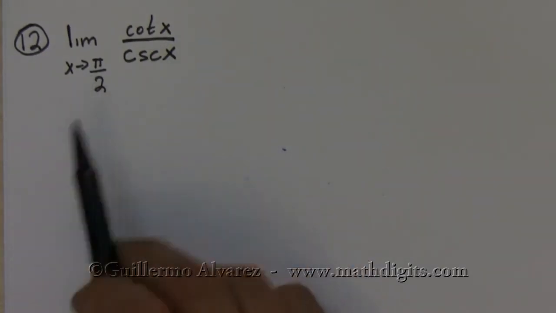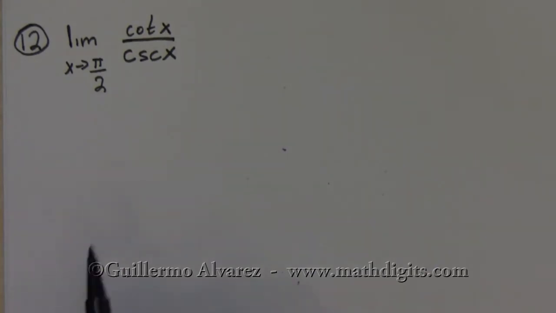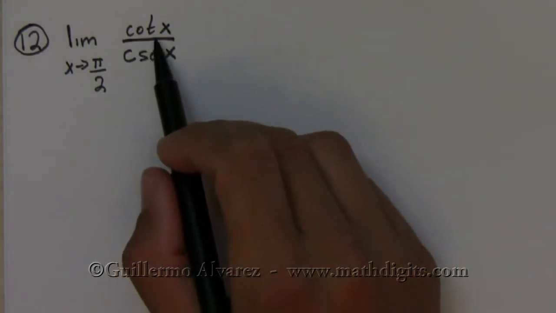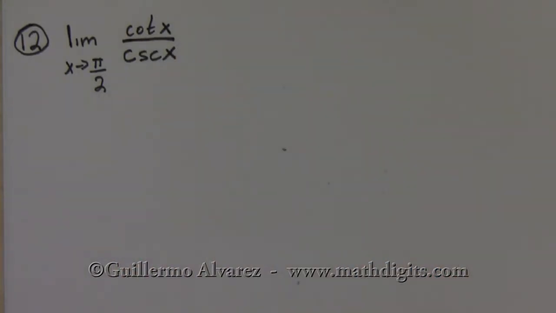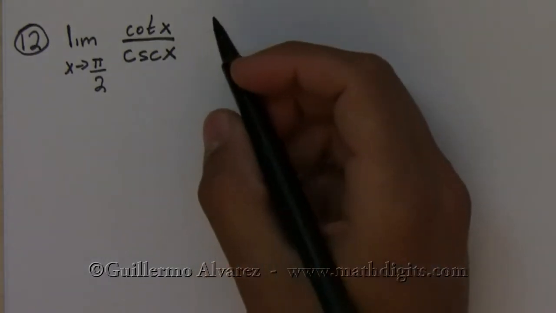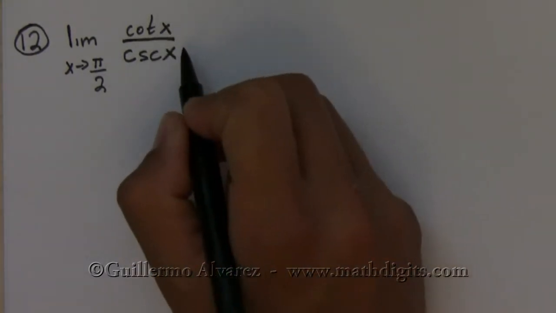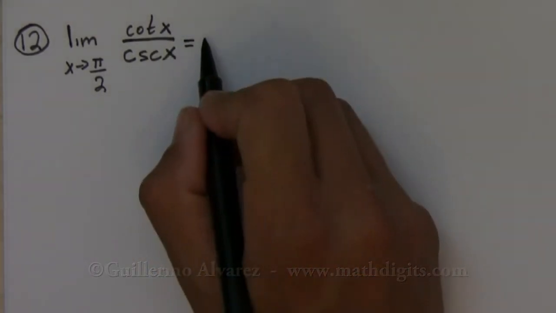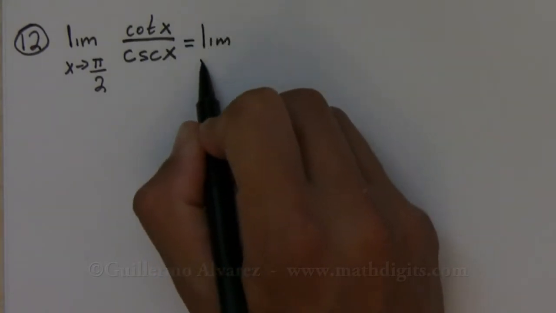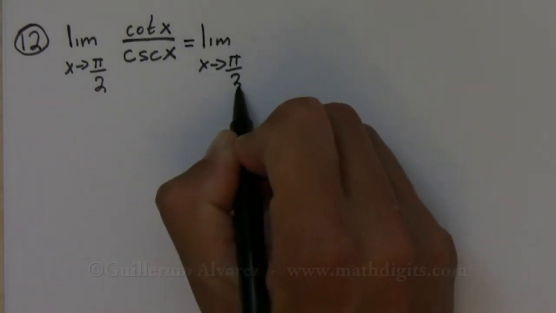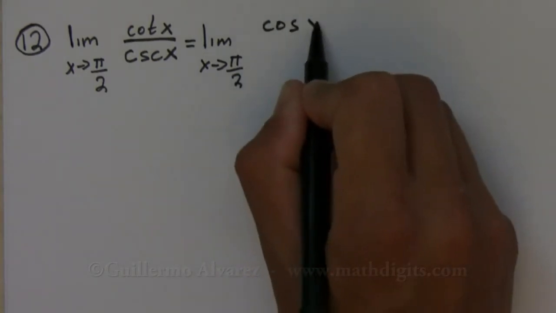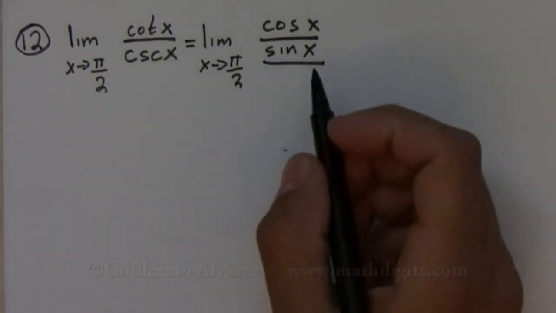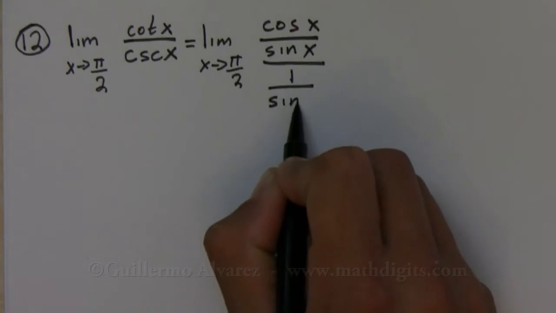Okay, so here we have a trigonometric limit. Now the first thing that we'll probably try is to switch cotangent and cosecant in terms of sine and cosine, and maybe that'll allow us to simplify something. I know that cotangent is equal to cosine over sine, so let me rewrite it. Cosine over sine, that's what cotangent is, and cosecant is 1 over sine.